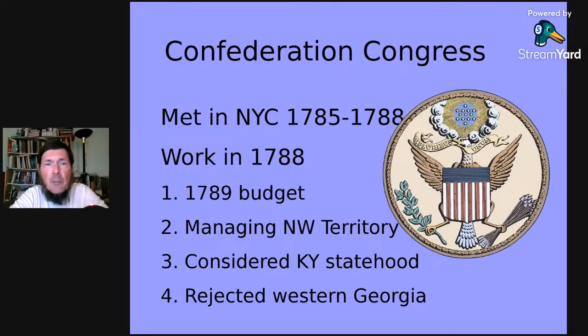But in 1788, Congress had three main issues. The second one involved two geographic areas, so I split them up here. The first thing that Congress did in 1788 was to pass a budget for 1789, which became very convenient once Congress was reorganized under the U.S. Constitution, because they actually had money to do things.